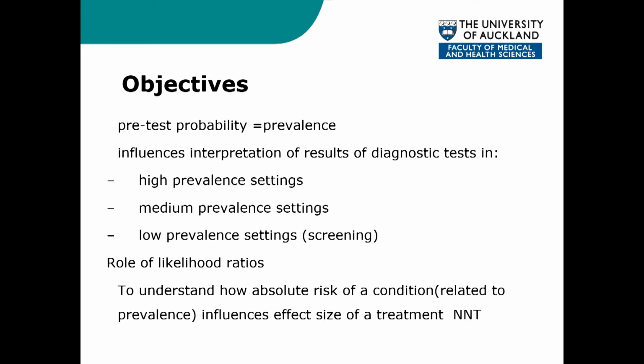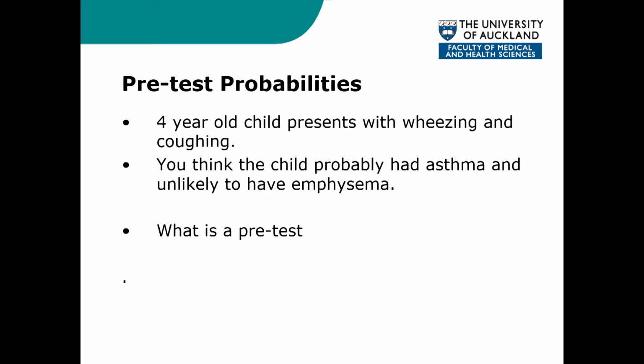And then we need to understand the role of likelihood ratios and to understand how absolute risk of a condition relates to the prevalence and influences the effect size of a treatment in terms of the numbers needed to treat. So that's a key take-home point, the relationship of pre-test probability or prevalence to the effectiveness of a diagnostic test or of a treatment. They influence both. So we know pre-test probabilities anyway.